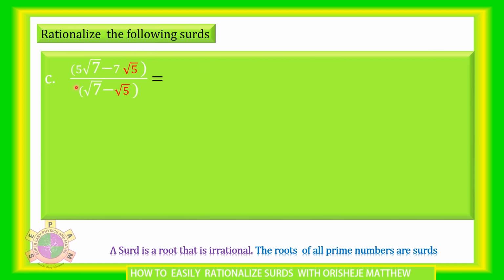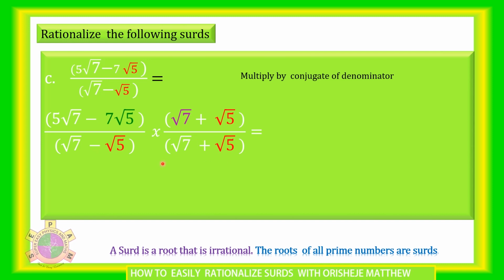Rationalize 5 root 7 take away 7 root 5 divided by root 7 take away root 5 as a denominator. So to carry out this one, you need to multiply both the numerator and the denominator with the conjugate of root 7 take away root 5, which is root 7 plus root 5. So multiply by conjugate of denominator. So we have this. The denominator is very easy. That will become root 7 squared take away root 5 squared, which is 7 take away 5, which is 2. So the denominator will become 2.